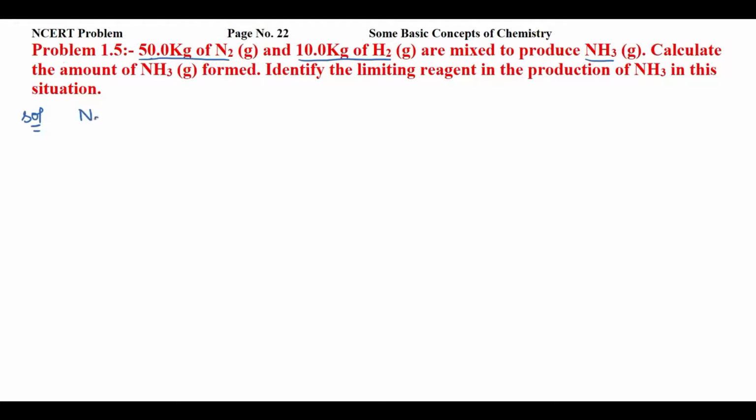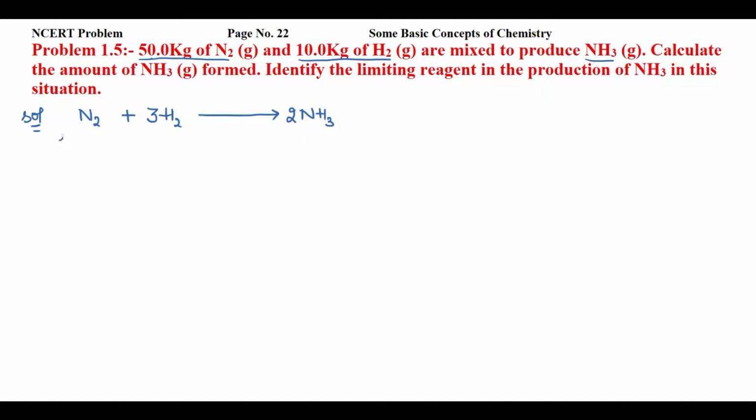So nitrogen reacts with hydrogen, giving rise to ammonia. This reaction is not balanced, so first of all we'll balance the reaction. On the reactant side I'm having 2 atoms of nitrogen, and on the product side there is only 1, so if I put 2 over here, the nitrogen atoms are balanced. Now on the product side there are 6 atoms of hydrogen, but on the reactant side there are only 2, so if I put 3 over here, now the reaction is balanced.